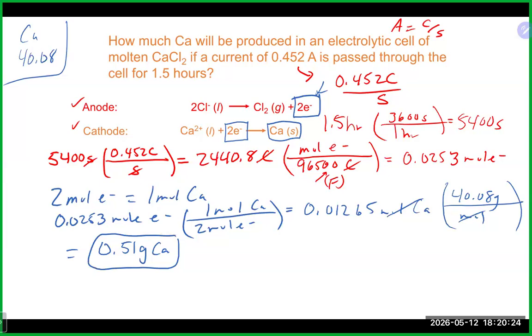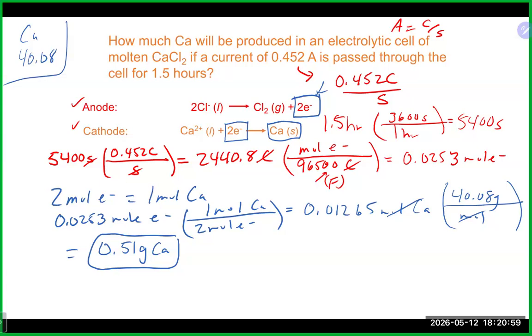Any questions on that there? Now, if we want to know how much chlorine gas we would produce in grams, we could do the same calculation. We could just go to the anode half reaction and do moles of electrons to moles of chlorine. If we were given temperature and pressure values, we could have used the ideal gas law to figure out the volume of chlorine gas we would have produced as well. Any questions on those steps there?